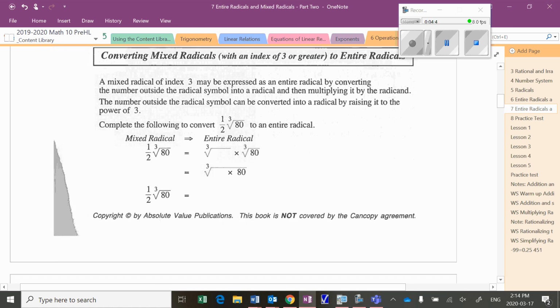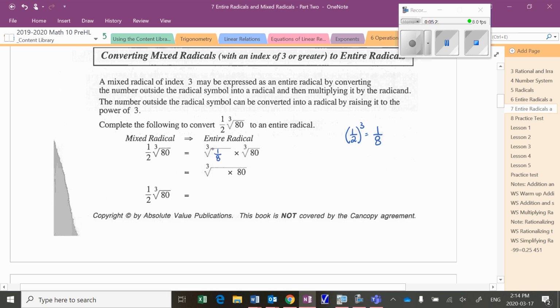Okay, so if we're converting a mixed radical back into an entire radical, it's the same thing. You want to take whatever that coefficient is, whatever that number is outside, and apply the index as your exponent. So if I've got 1/2 times the cube root of 80, then what I want to do, and I can put that over to the side, is say 1/2 cubed is the same as 1/2 times 1/2 times 1/2, or 1/8. So 1/2 is the same as the cube root of 1/8.